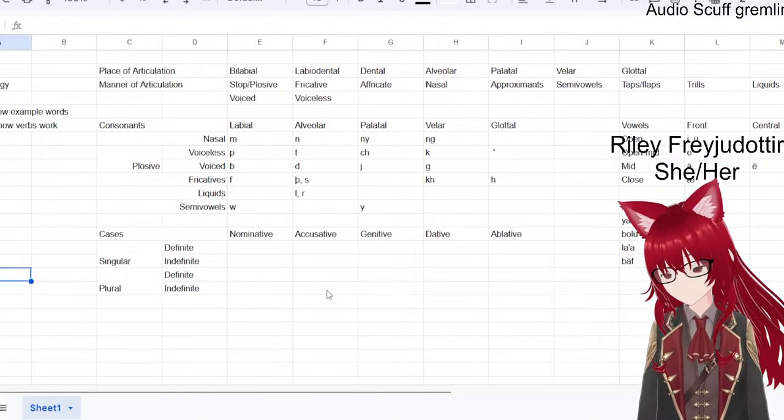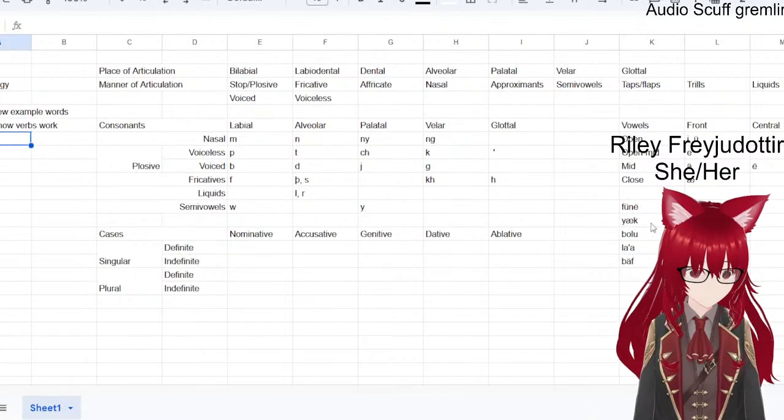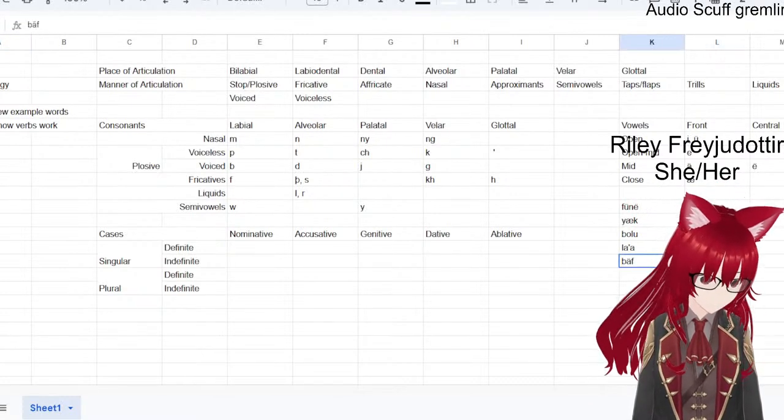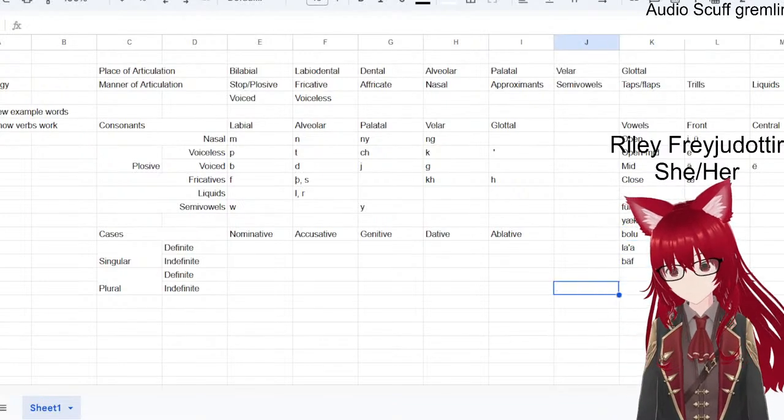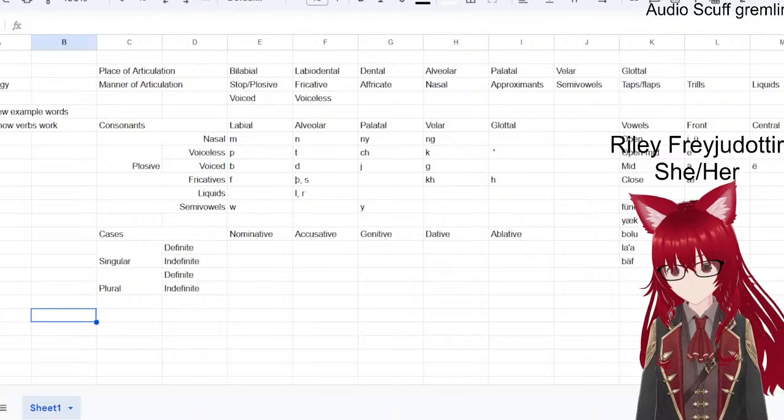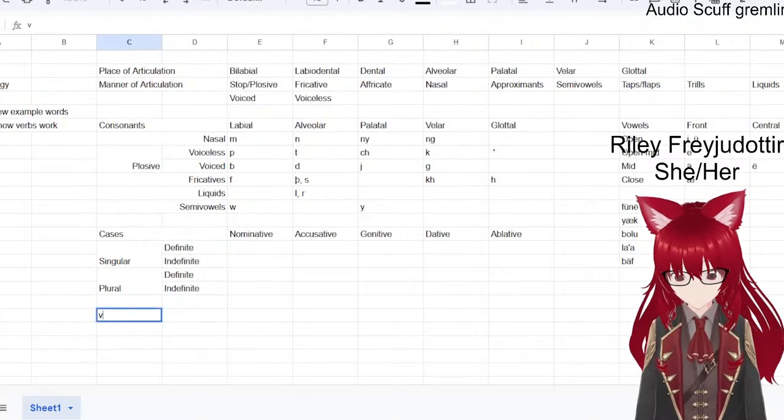All right, so that's cases sorted out. We have a few example words, not enough, but a few. Now we've got to decide how verbs work. Verbs.